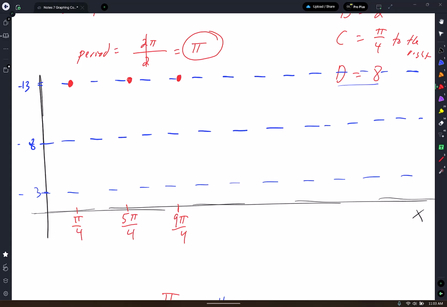I'm going to add another pi to 9 pi over 4. So tell me, what's this new number? Yeah, what is it? Say it loud and proud. Yeah, 13 pi over 4. 13 pi over 4 points. Let's do another one. What's 13 pi over 4 plus pi? That's 17 pi over 4. And let's do one more. Do you see what we did there, guys?